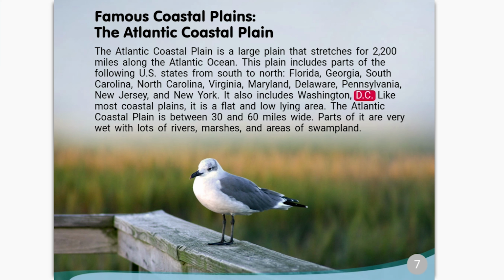Like most coastal plains, it is a flat and low-lying area. The Atlantic coastal plain is between 30 and 60 miles wide. Parts of it are very wet with lots of rivers, marshes, and areas of swampland.